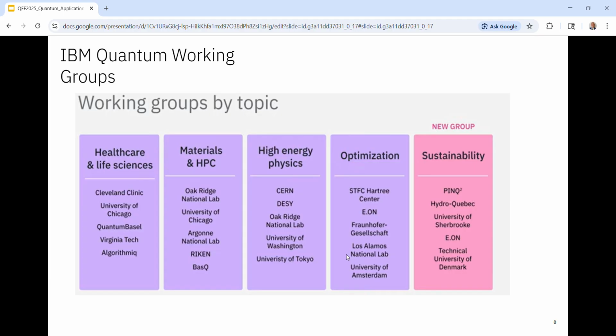There's the true high energy physics side. Then optimization, I know Los Alamos is working a lot with trying to find ways of solving these interesting mathematical problems. There's a lot of interest from finance companies. I've seen job openings from Visa for a quantum computing group.